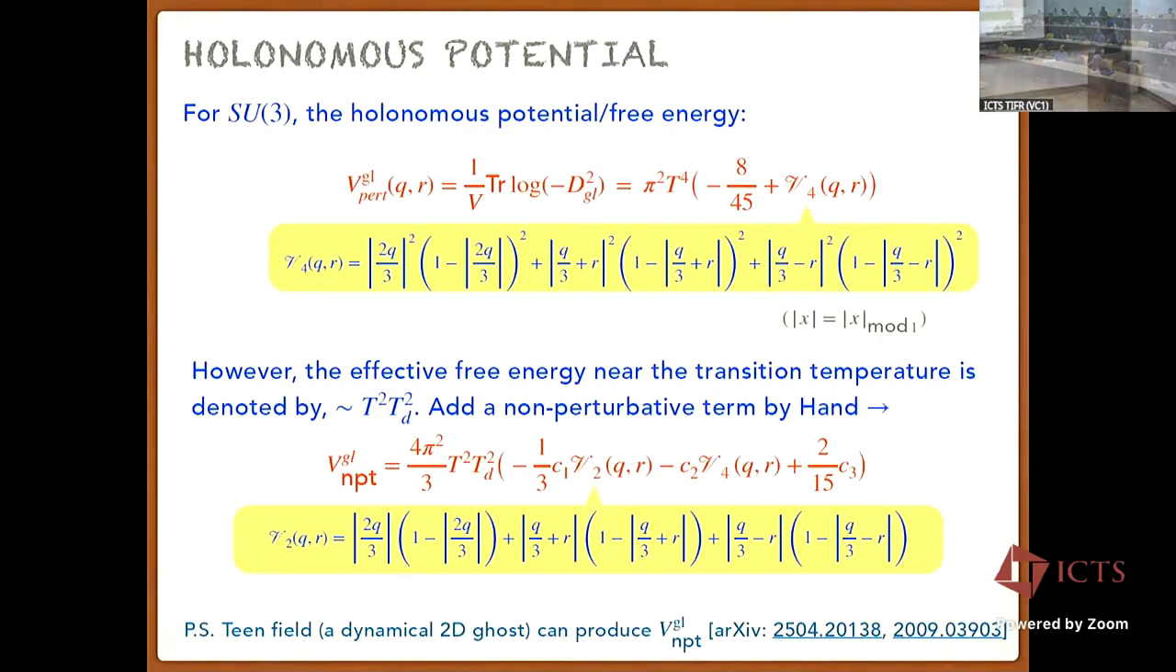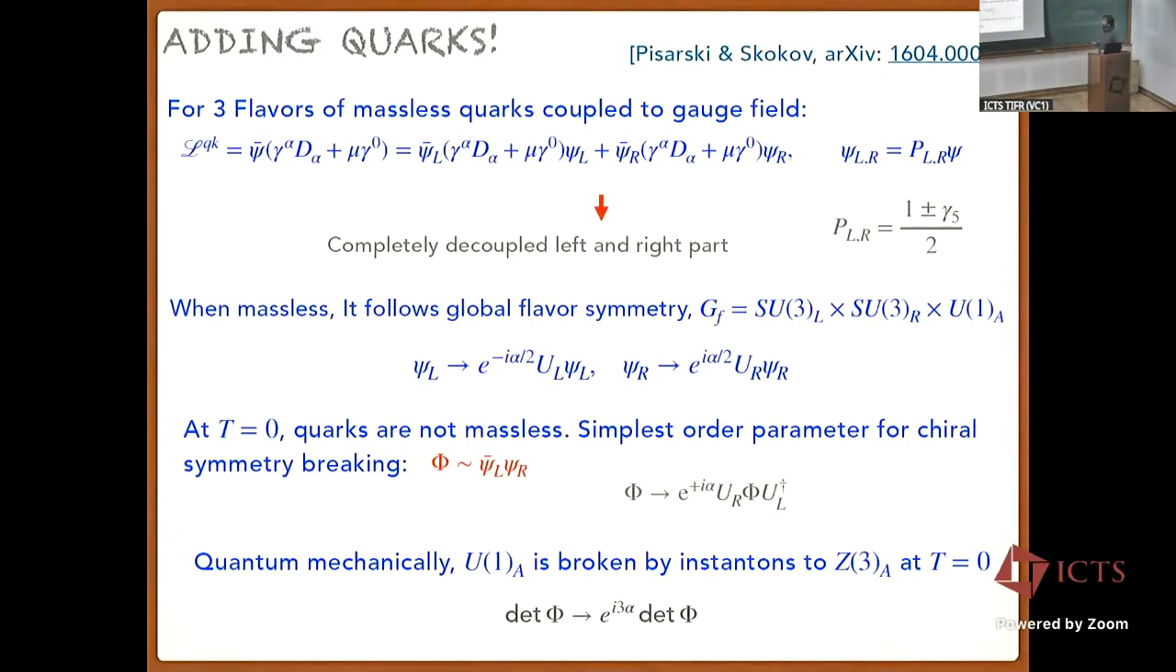Okay. So now in this talk I'll be adding the quarks in the system. If quarks are massless, we can decouple the quark Lagrangian into a left and right part, right? And this Lagrangian follows the flavor symmetry group also, GF: SU3L, SU3R, and U1A.